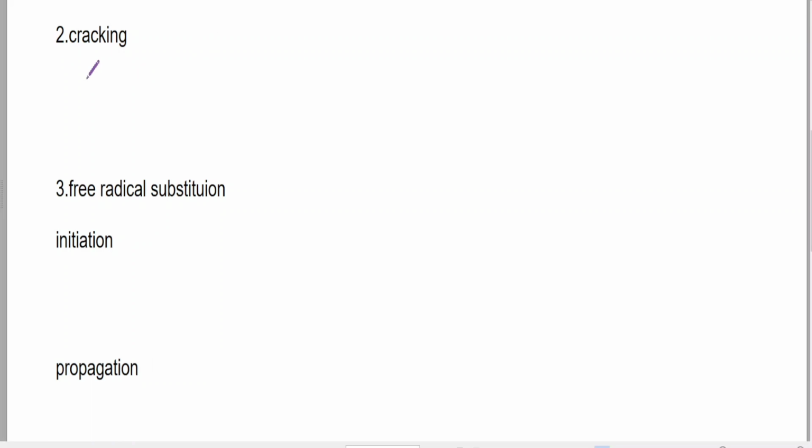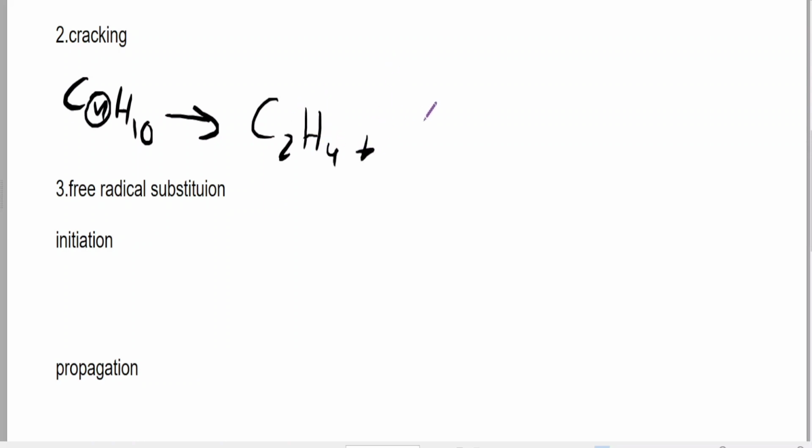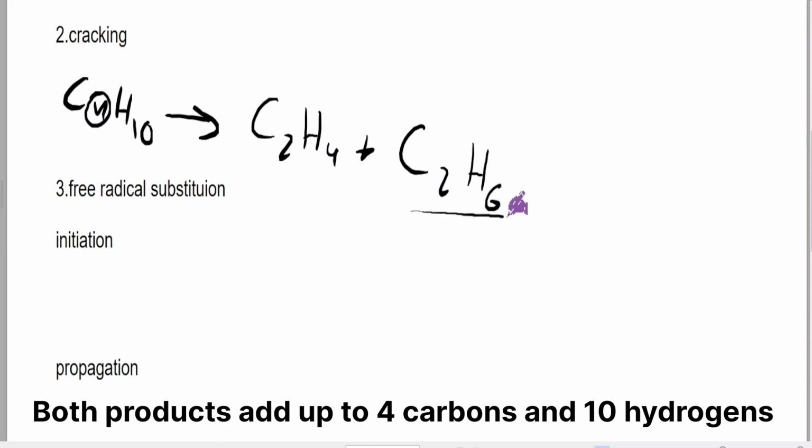Then comes cracking. Cracking is when you take a hydrocarbon, let's say C4H10, and you crack it, and you make two smaller hydrocarbons. These two smaller hydrocarbons can be any combination that adds up to 4 carbons and 10 hydrogens. So you could make C2H4 plus C2H6. This is an alkene, this is an alkane.